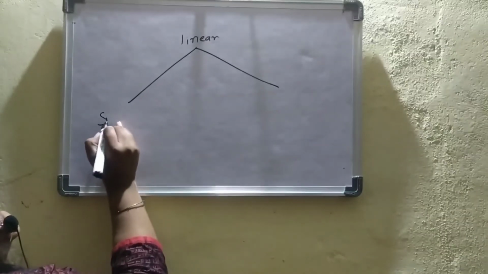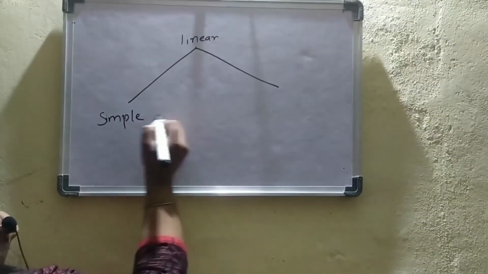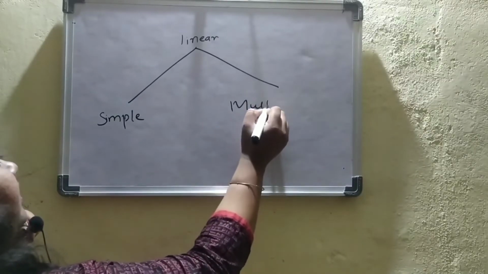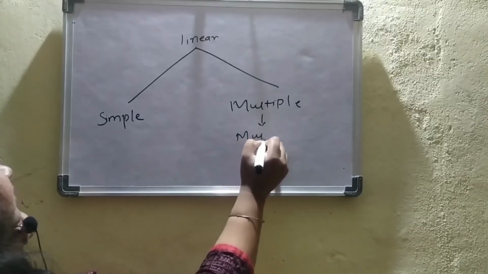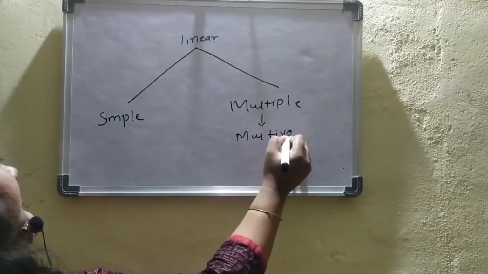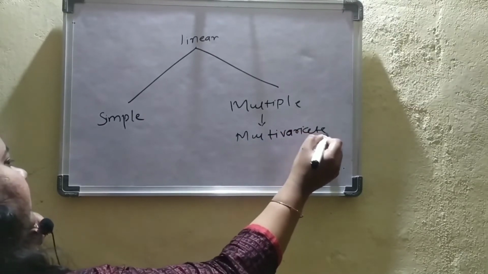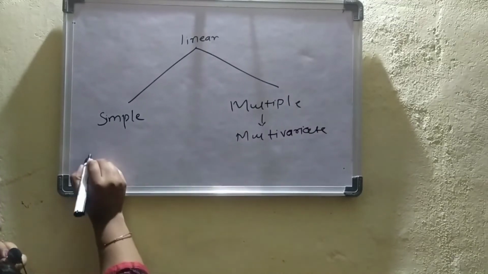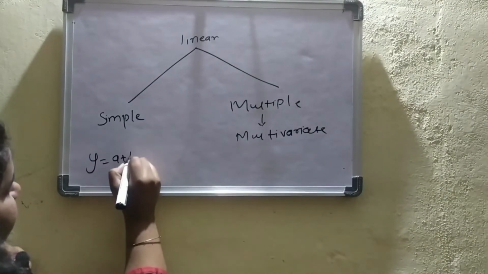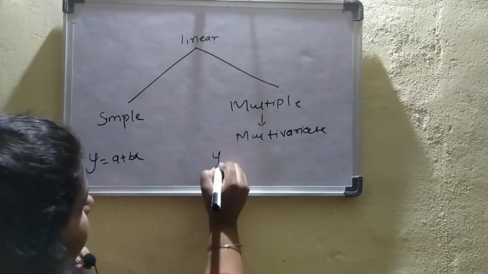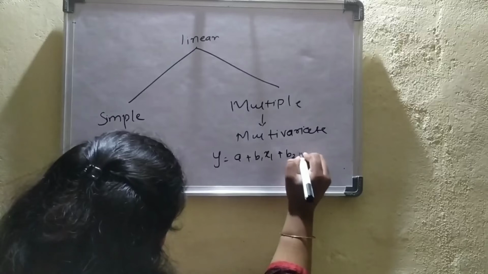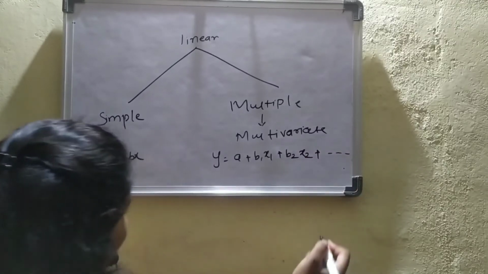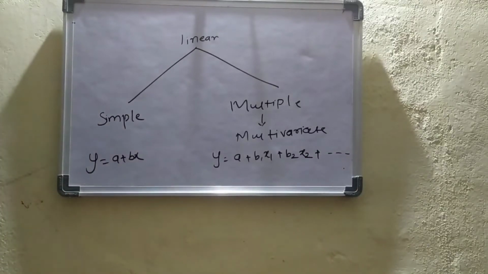So till now we have seen the categorization of linear regression as simple and multiple. In these types we have seen what is simple linear regression, what is multiple linear regression, and the different formulas used to calculate. Multiple is also called multivariate linear regression. The formula for simple is y equals a plus bx, and for multiple it is y equals a plus bx1 plus bx2 plus bx3 and so on. So this was the basic categorization of whatever we have learned till now.